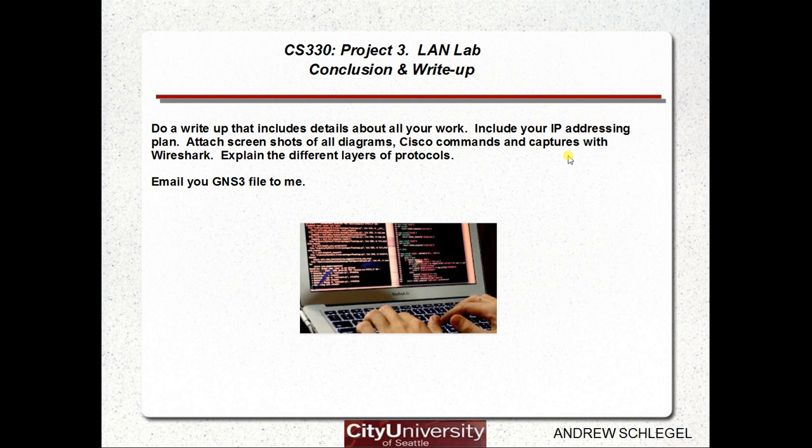The VLAN lab is going to be an extension of this one. So this one's pretty basic, but you have to really understand the concepts to get through this lab. If you include any captures with Wireshark, explain the different layers of protocols. Describe what layer everything's happening on when you're doing it. That should be pretty clear.